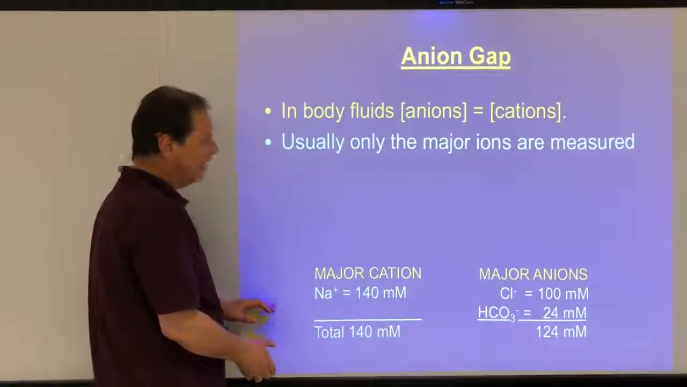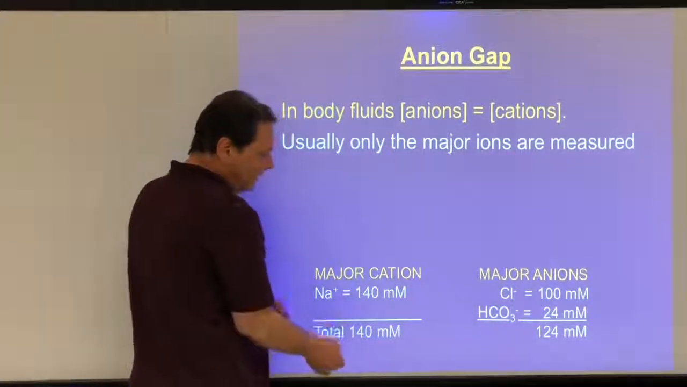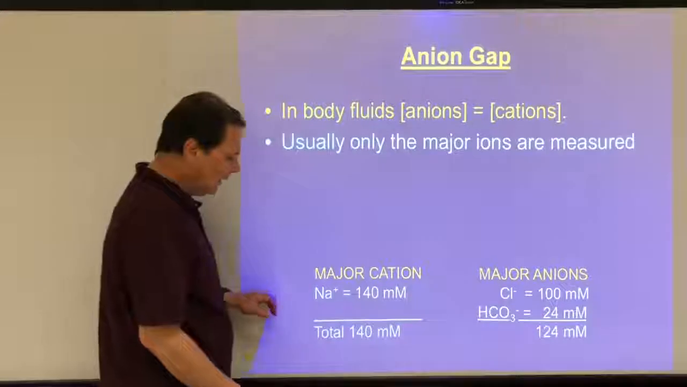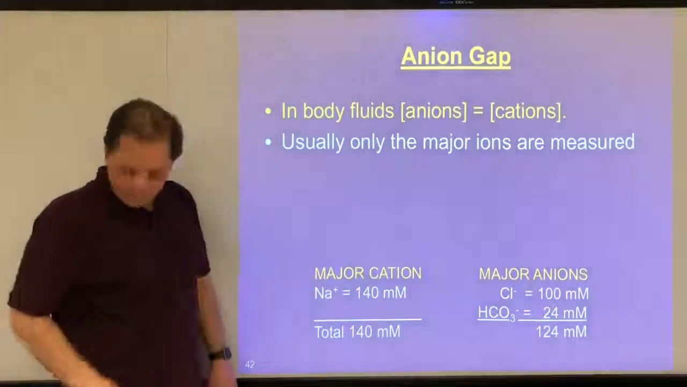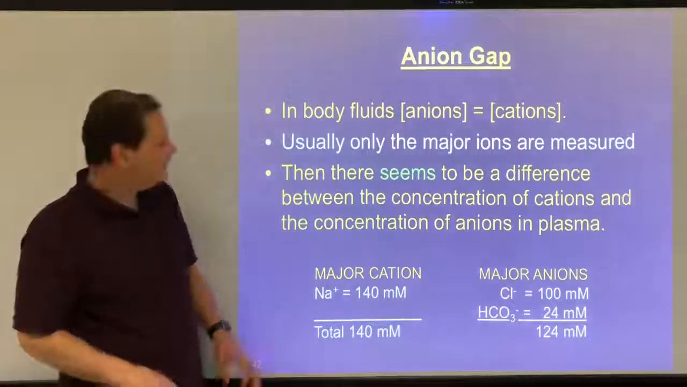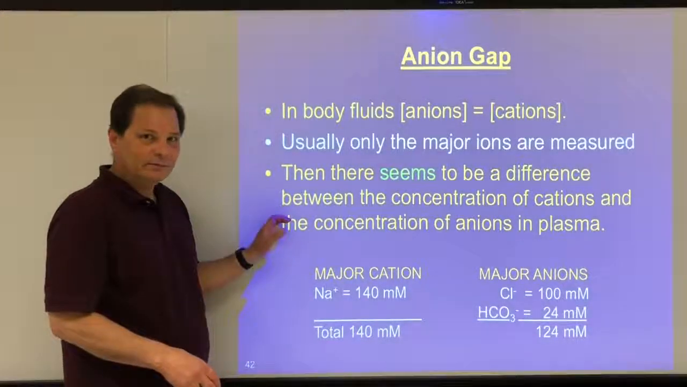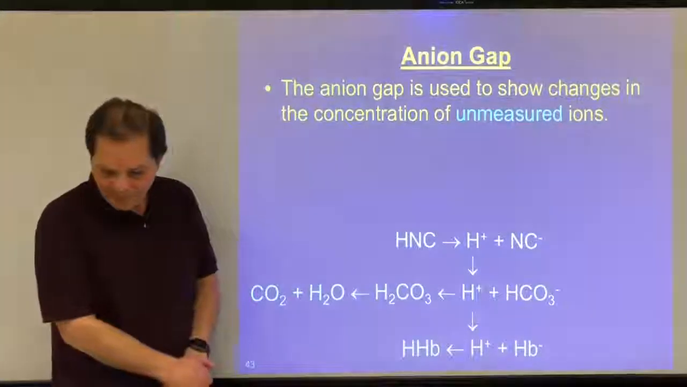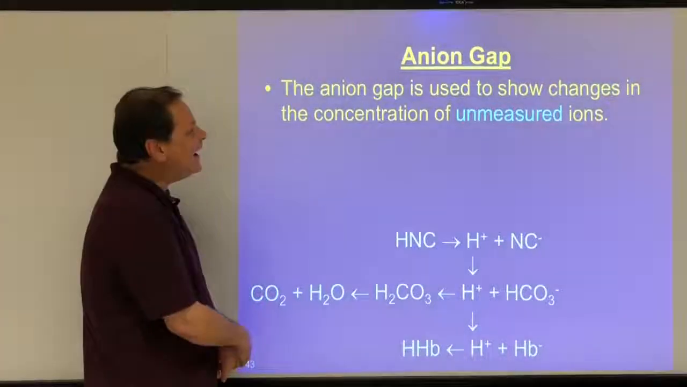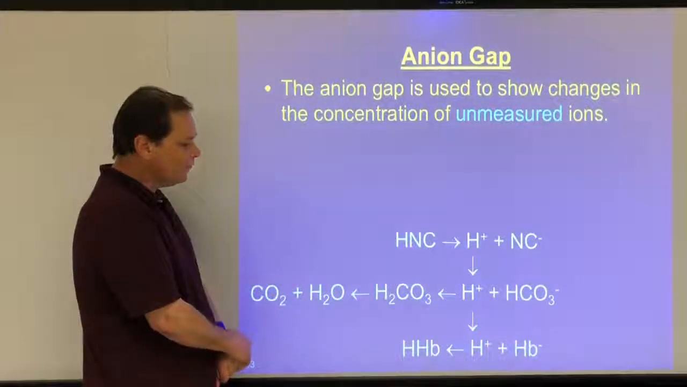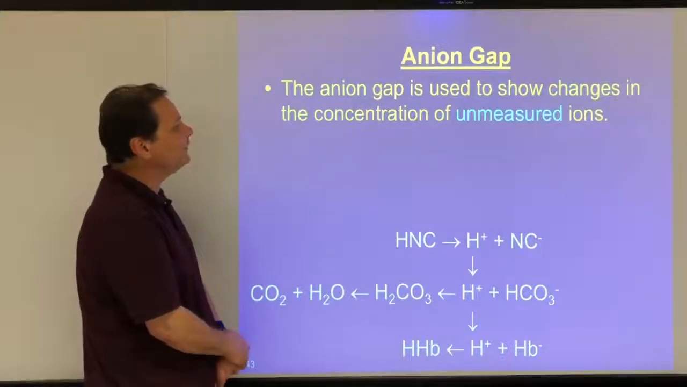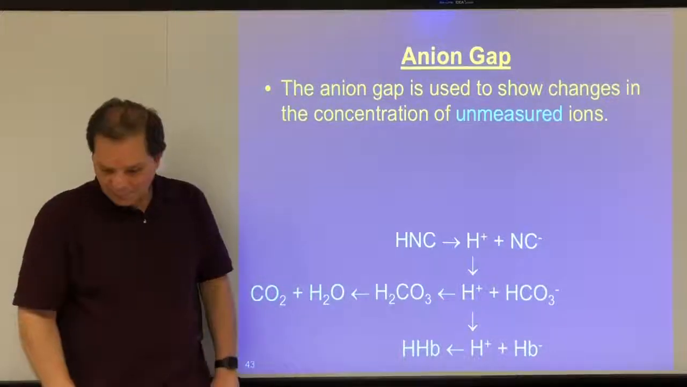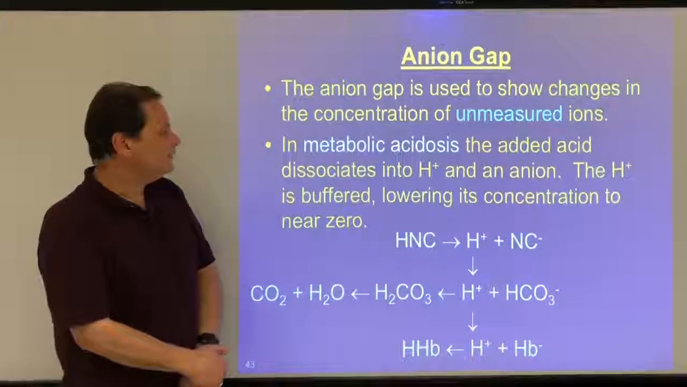So we have an anion gap, the difference between the 140 and the 124. This is just an apparent gap. It's not a real gap. That's the first thing we have to get across. Now, the anion gap shows changes in the concentration of the unmeasured ions, so that is relevant to acid-base.